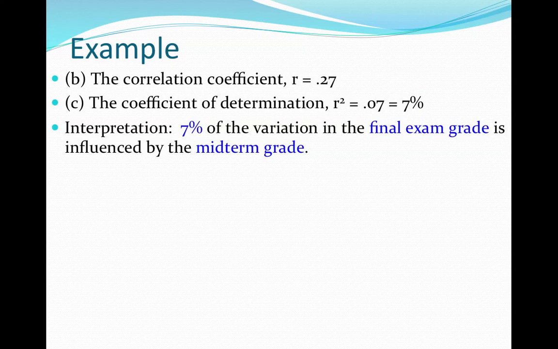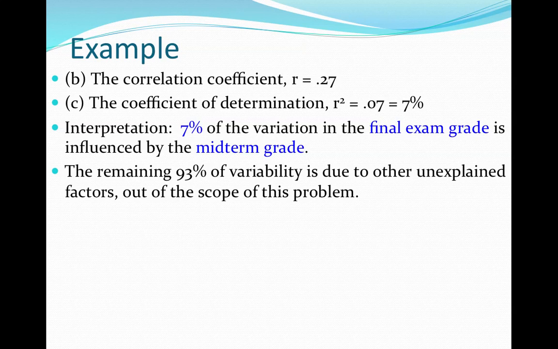To interpret it, we say that 7% of the variation in the final exam grade, that's the dependent variable y, is influenced by the midterm grade, which is independent variable x. It's not a very high percentage at all. So Professor DePorto can probably conclude that what a student gets on their midterm does not have a great influence on what the student gets on his or her final.